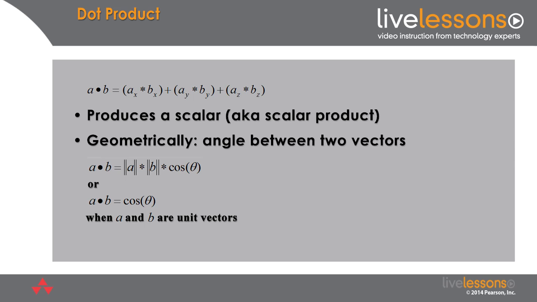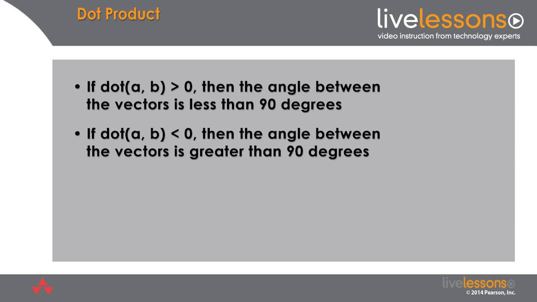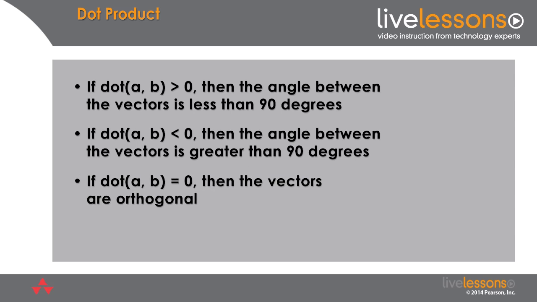From this equation, you can observe the following. If the dot product of a dot b is greater than 0, then the angle between the two vectors is less than 90 degrees. If the dot product is less than 0, then the angle between the vectors is greater than 90 degrees, and if the dot product is 0, then the vectors are orthogonal.